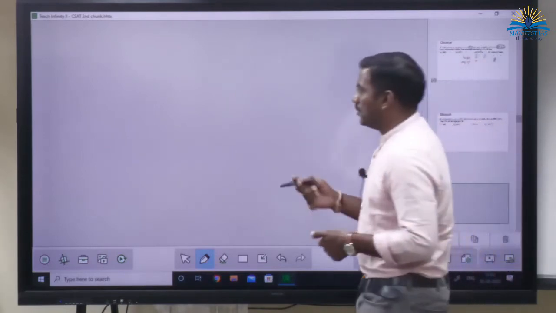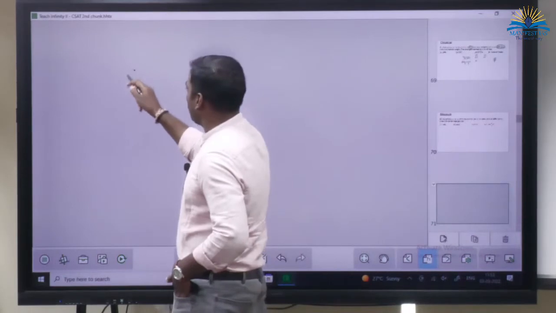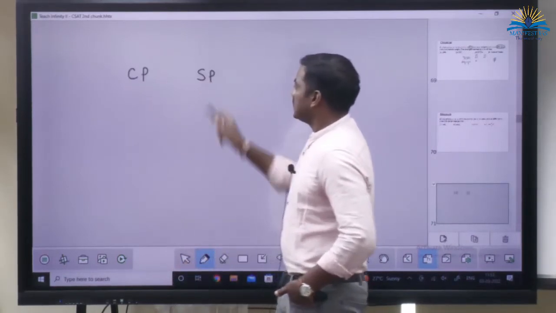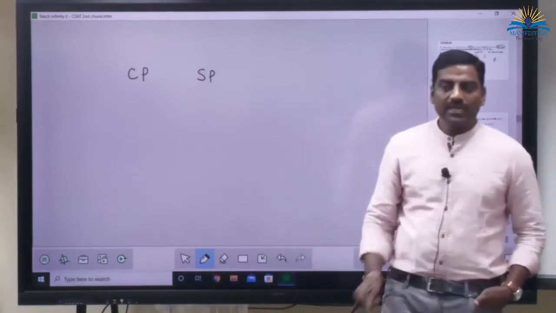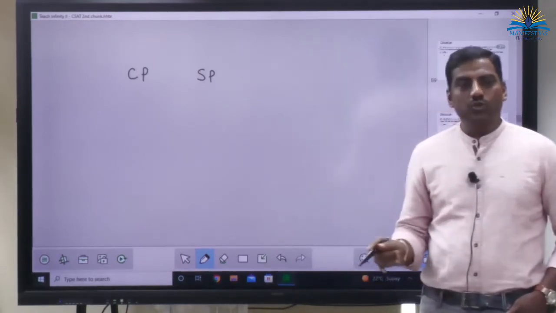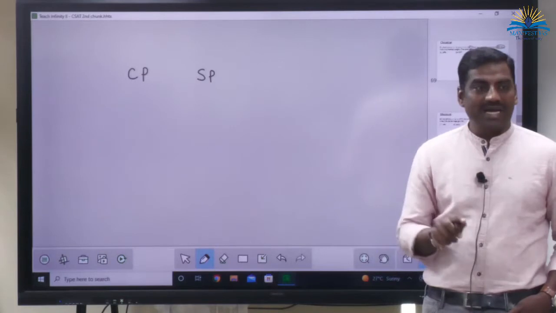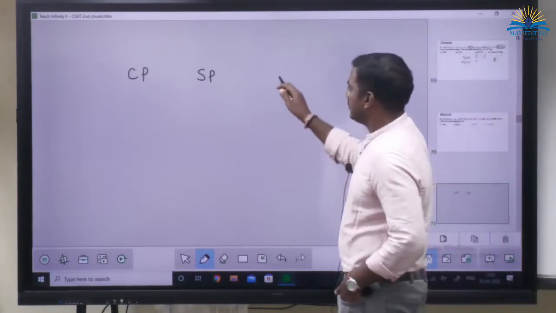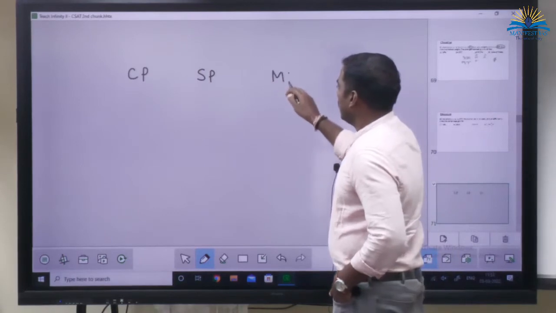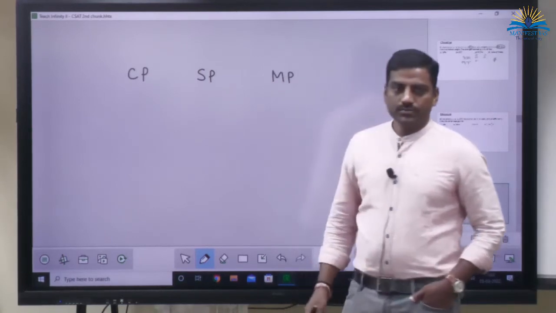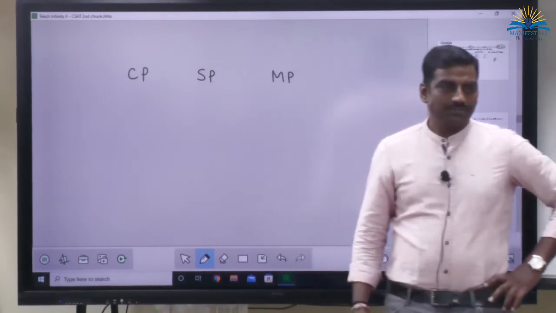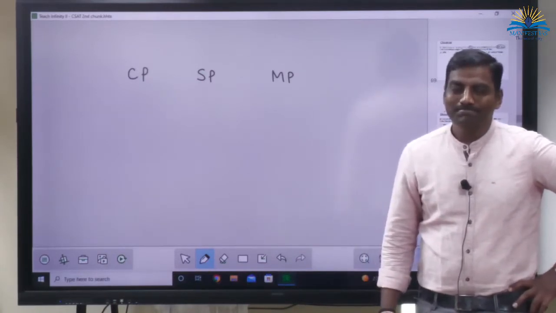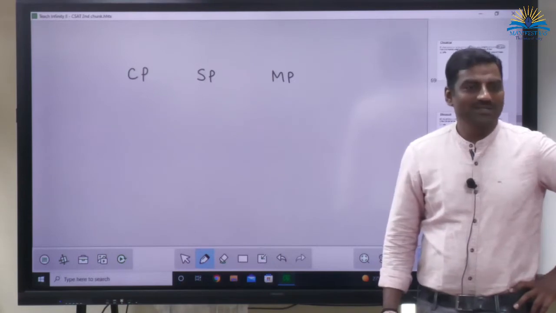So far in our problems, we came across two prices: one is the cost price and one is the selling price. Along with these two prices, we get one more price when we are calculating the discount. That is, what is this? Market price.